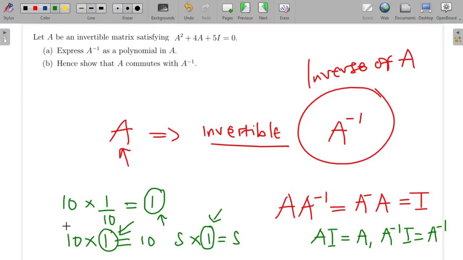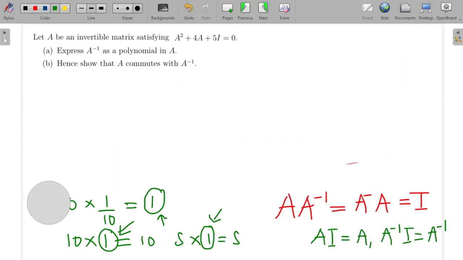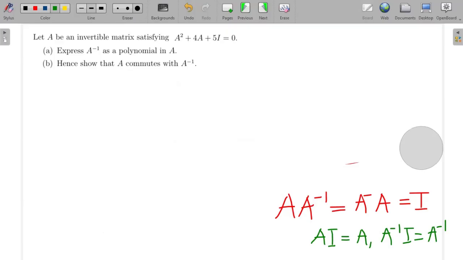If you multiply it with any number, you're still going to get that number. So it's the same when we're talking about matrices. If I multiply a matrix by an identity matrix of the same order that it has, then I'm just going to get that same matrix. Okay, so understand this concept because it's going to help us solve this question here.